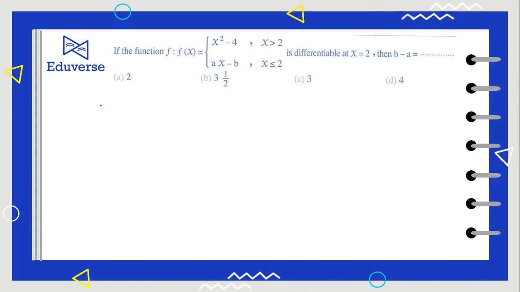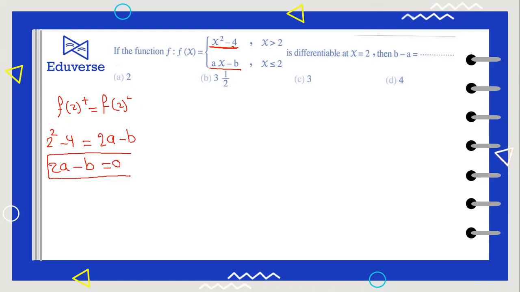Here, the function is differentiable, that means it's continuous. What's the meaning of continuous? f of 2 positive equals f of 2 negative. I can use this. 2 positive, more than 2, is the first one. Put x equal to 2: 2 square minus 4 equals, and for the second, put x equal to 2: 2a minus b. 2 square minus 4 equals 0. Then 2a minus b equals 0. That's the first equation I have.